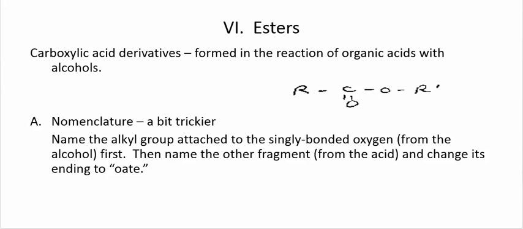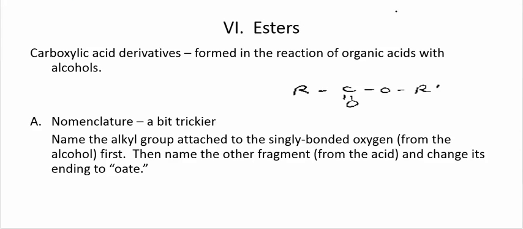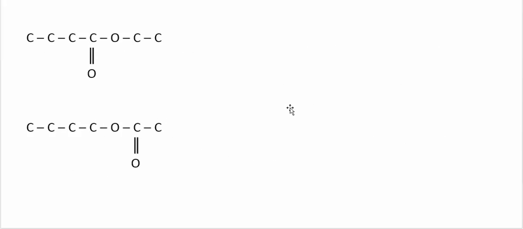Esters are carboxylic acid derivatives formed in the reaction of organic acids with alcohols. The nomenclature is a bit trickier with esters. We're going to name the alkyl group attached to the singly bonded oxygen first. Then we're going to name the other fragment over here and change its name to OH. So here's a couple examples of some esters.